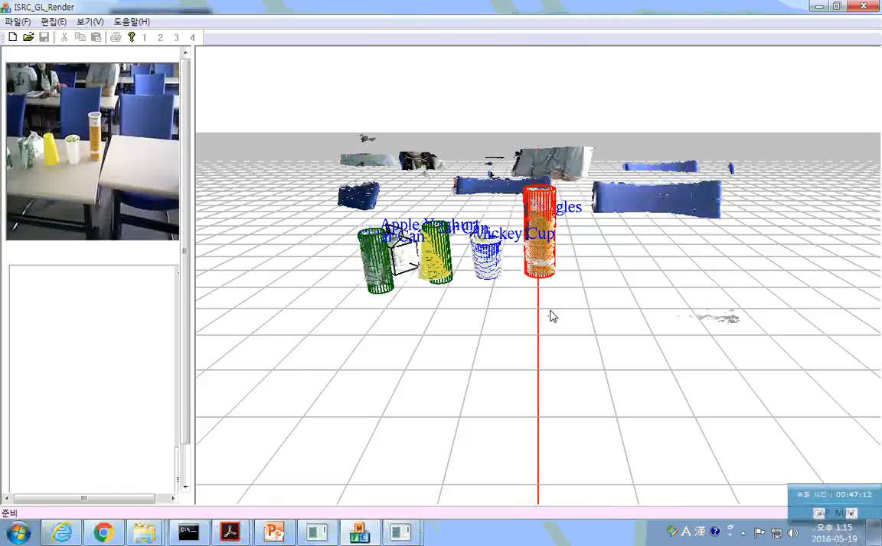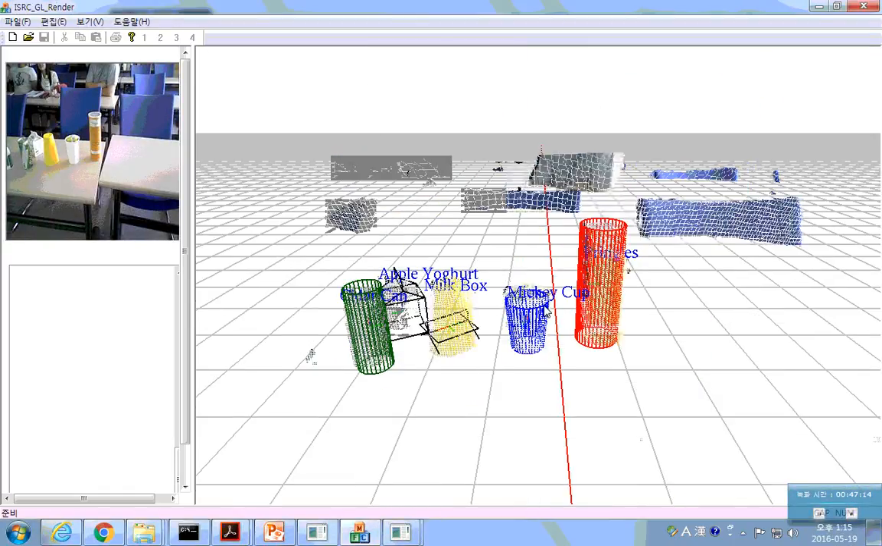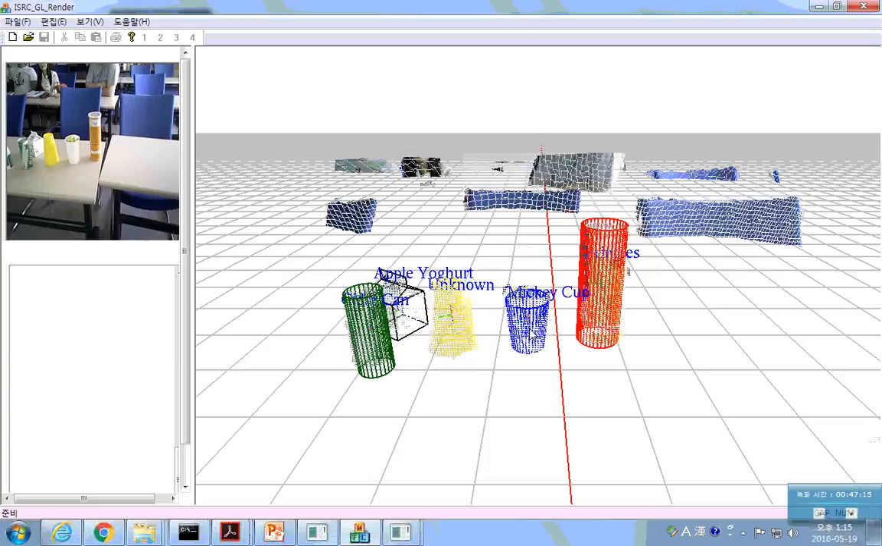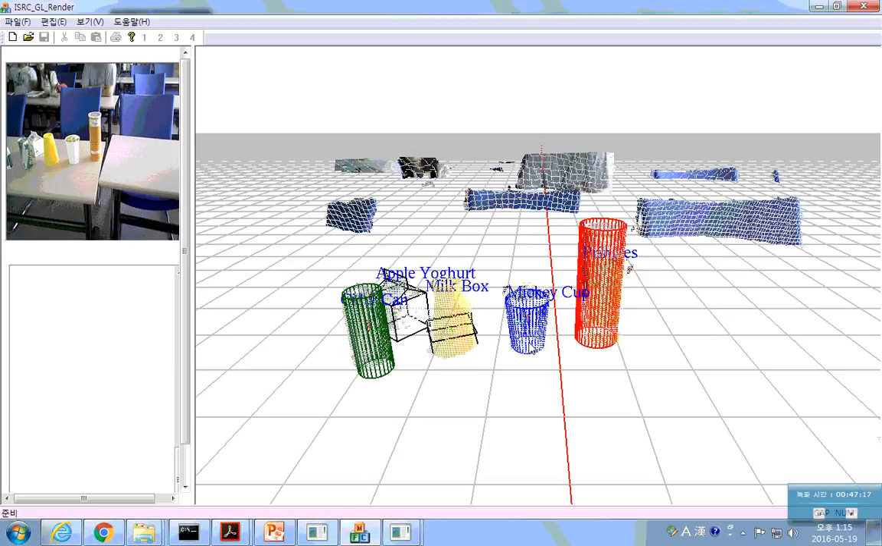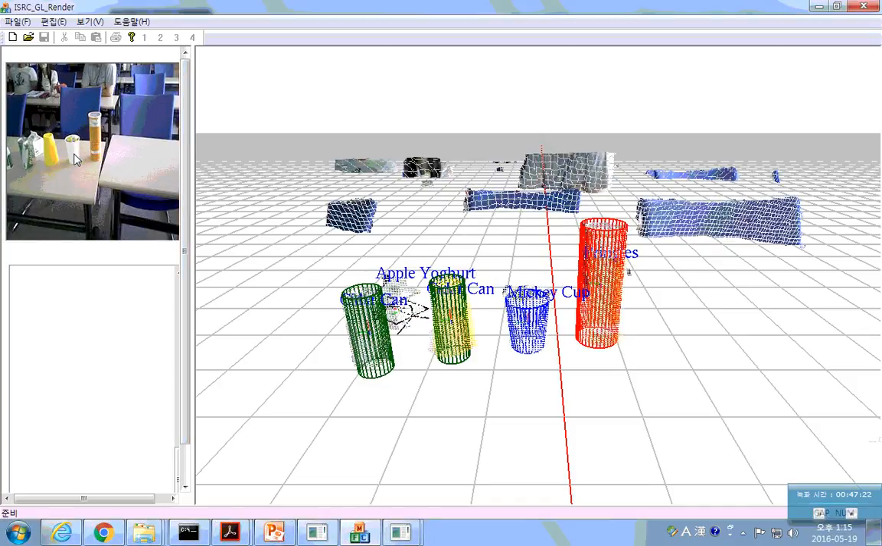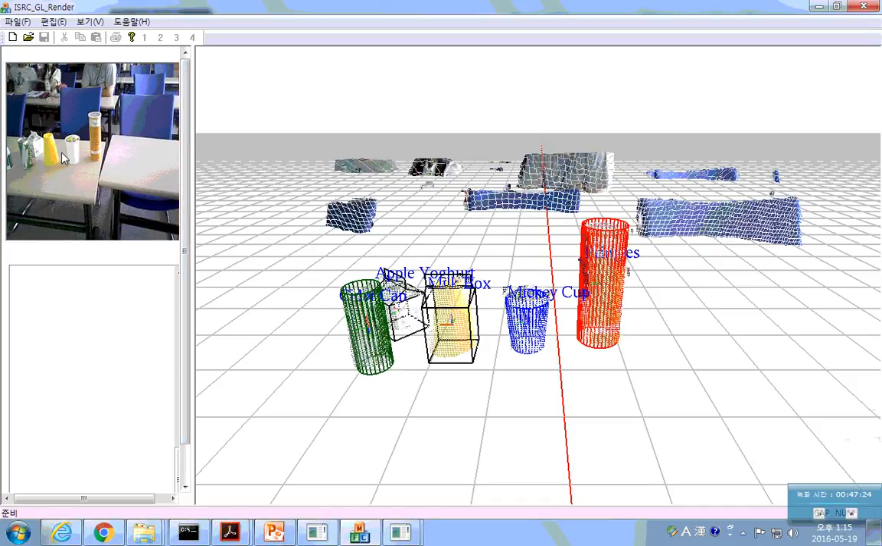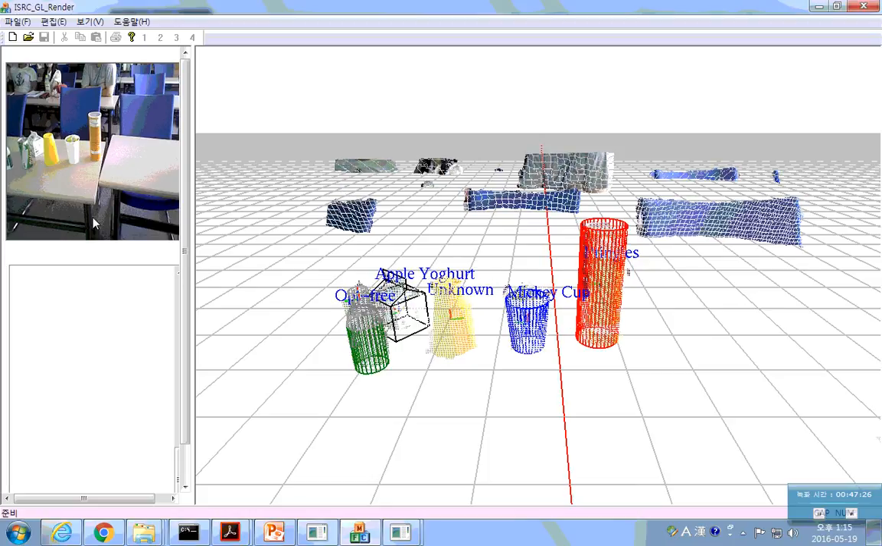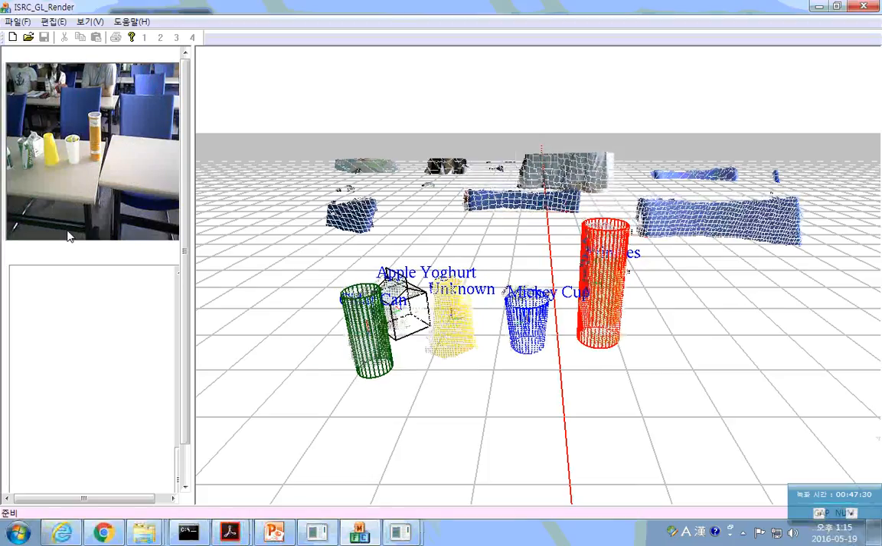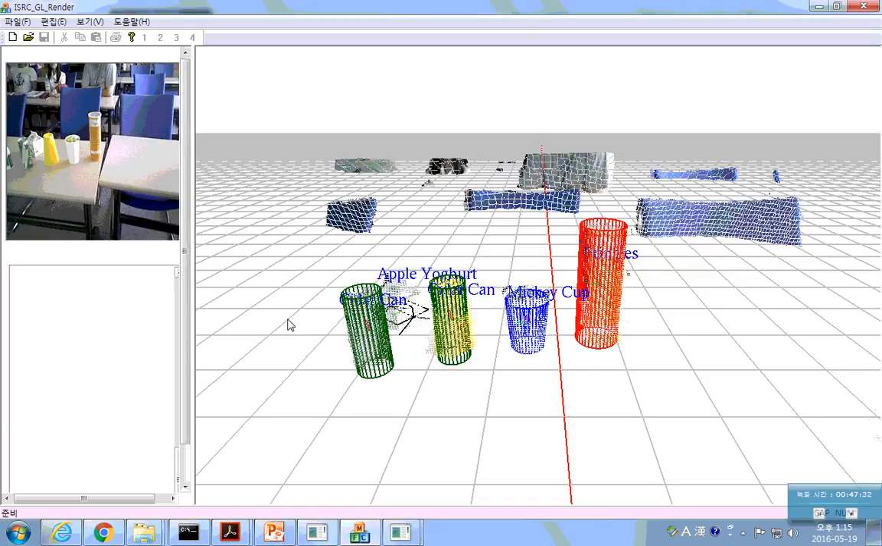It thinks this is a Mickey cup. Well, I didn't show you a Mickey cup. It's one of the objects we use in the 10 objects we have. But this is clearly not that cup. This is just an arbitrary cup that happens to exist in the scene. But this cup has a very similar shape to the Mickey cup I have in the database, so that's why it is classified as a Mickey cup.